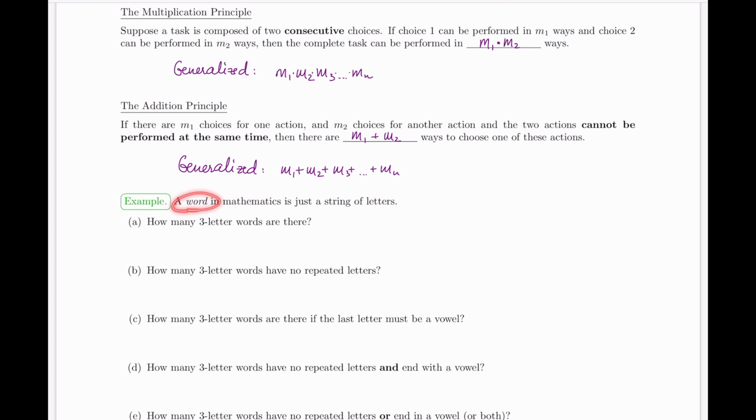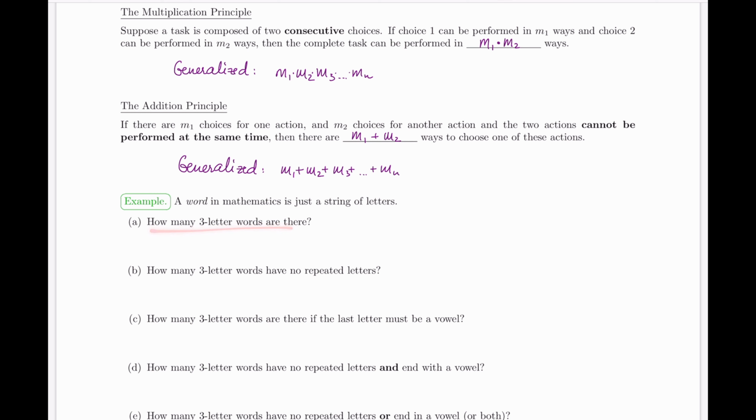So a word in mathematics or computer science is just a string of letters. In English or any other language, a word is a string of letters that means something. In mathematics, we think of it as just a string of letters. So for example, the word dog is only a word in English, but the same letters can be permuted together, for example, DGO, and in mathematics, that would still be considered a word, whereas it actually means nothing in English.